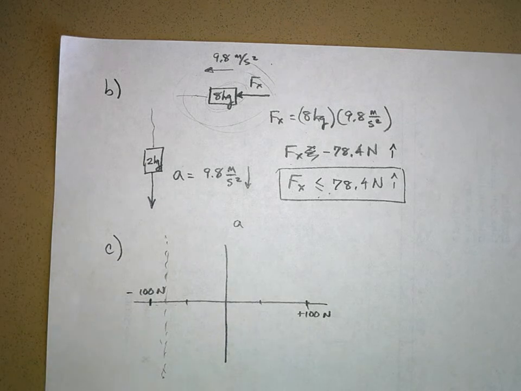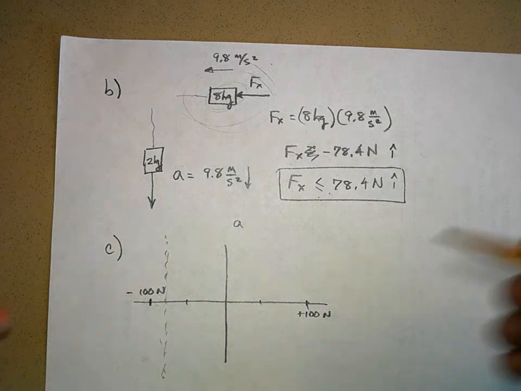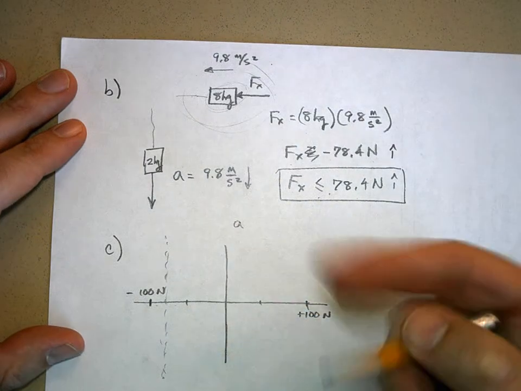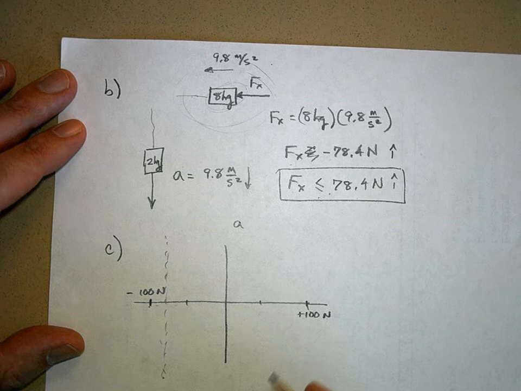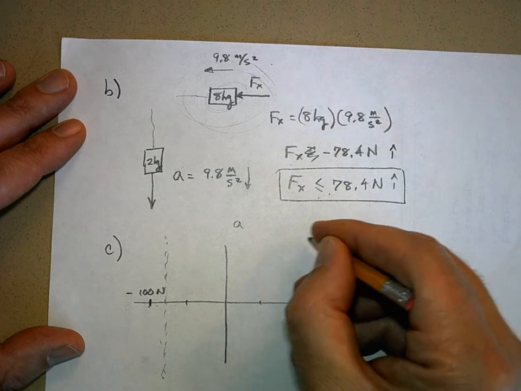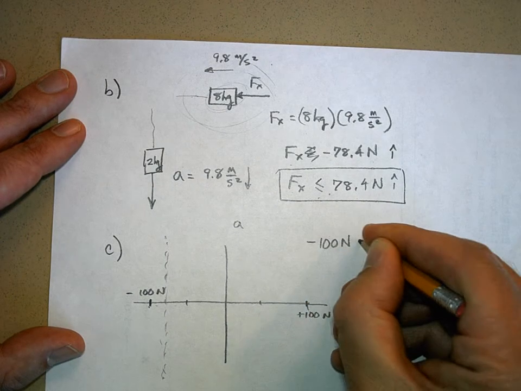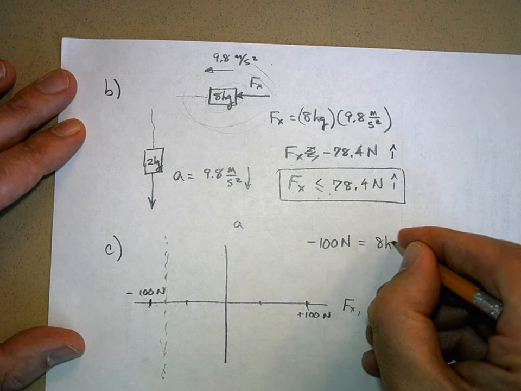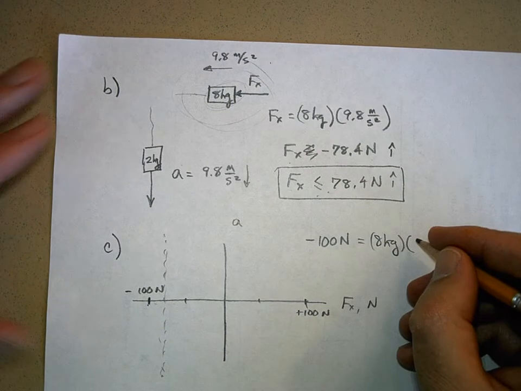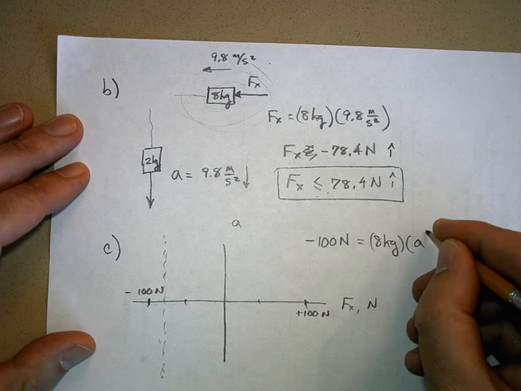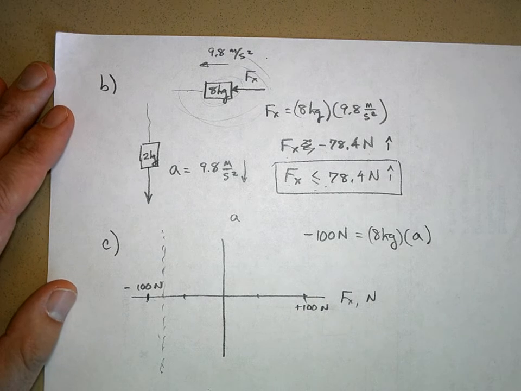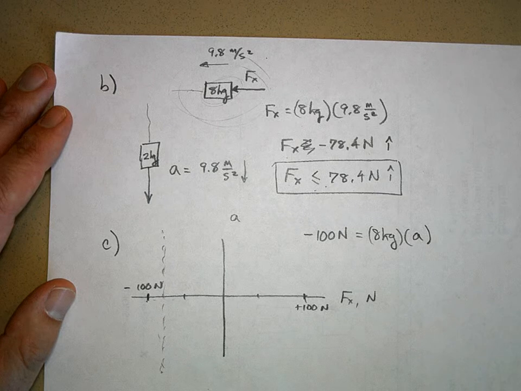Now, let's take a look at what the greatest acceleration to the left is going to be. So if I'm pushing it to the left with 100 newtons, so this is F sub x in newtons, I have negative 100 newtons is equal to 8 kilograms times the acceleration. Well, what is that acceleration going to be? 100 divided by 8.